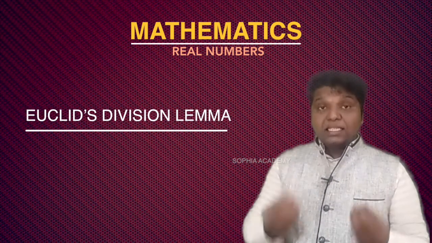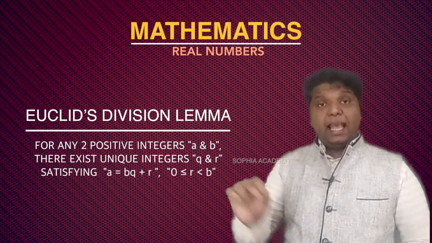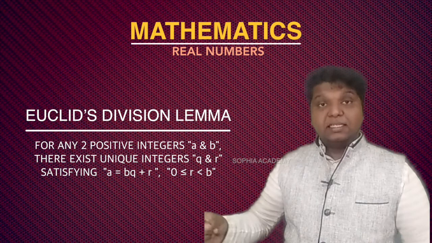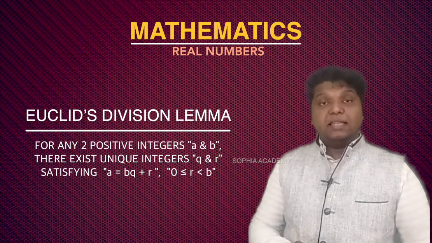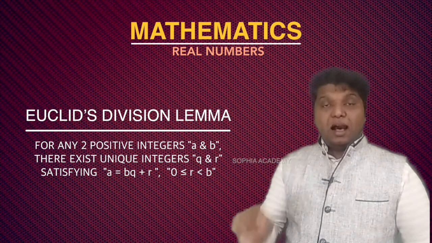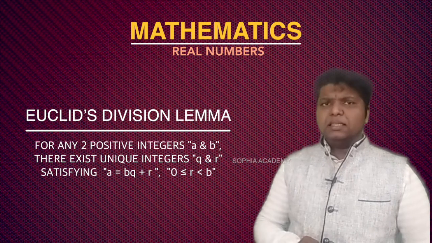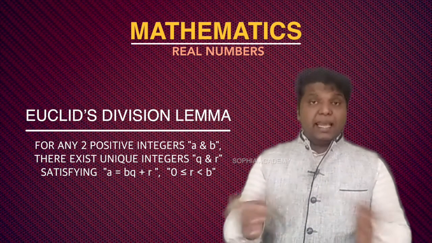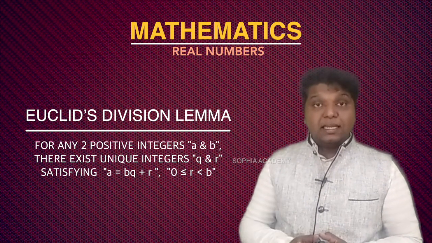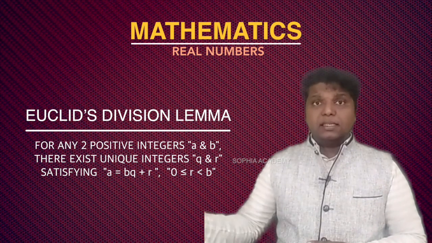Euclid's division lemma states that for any two positive integers a and b, there exist another two integers q and r such that a is equal to bq plus r, comma, 0 less than or equal to r less than b. That means if you are taking any two numbers a and b, there will be another two numbers q and r such that it will follow this expression. And after the comma, it holds 0 less than or equal to r less than b.